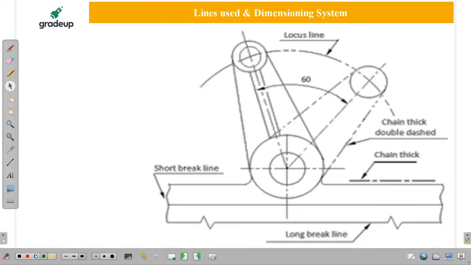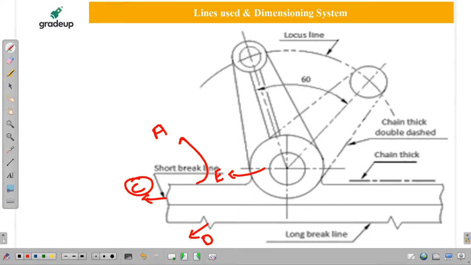So here the short broken object, which category does this come under, sir? This is type C. Long broken object, type D. And continuous thick, type A. Continuous thin lines, there are no construction lines here. So here this is the axis of symmetry, that is going to represent E.